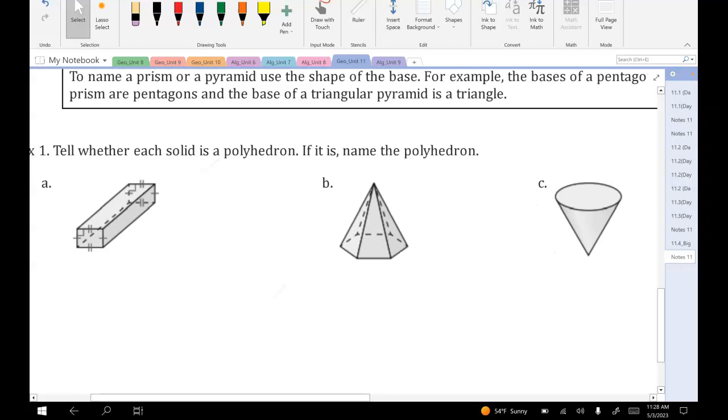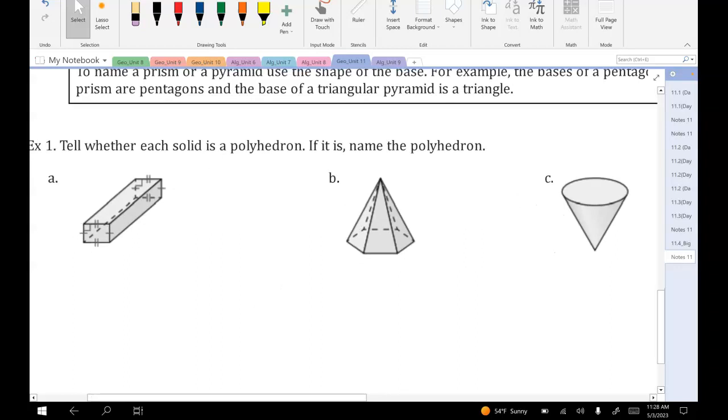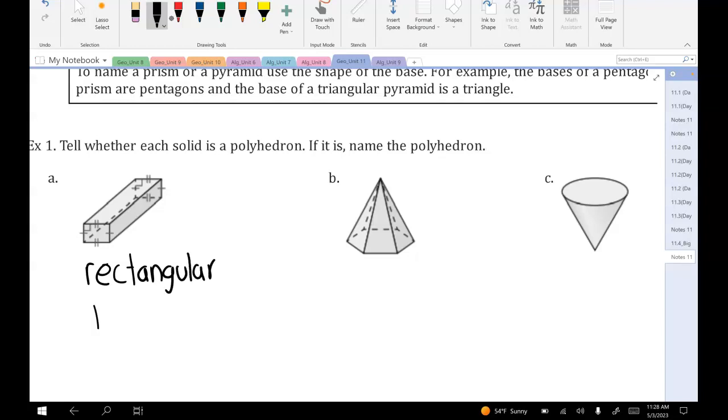To name these solids, we say, all right, we know this is a prism, it's some type of box, and the base of it is a rectangle. So we would say it's a rectangular prism. That's how we would name it. How we know it's a polyhedron is because it has faces, edges, and vertices.